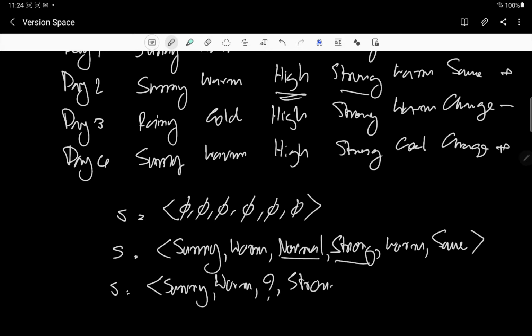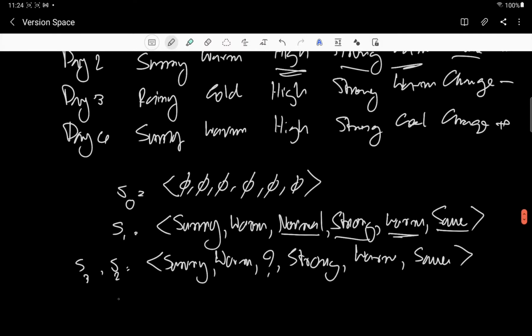Strong and strong, same, so we can use strong. Warm and warm, yes, it can cover warm. Same and same, so we can leave it like this. This one is for S0, the initial values of S, then S after day 1, and S after day 2, right? And S after day 3: we don't use the negative example. Day 3 is a negative one, so we can skip this one.